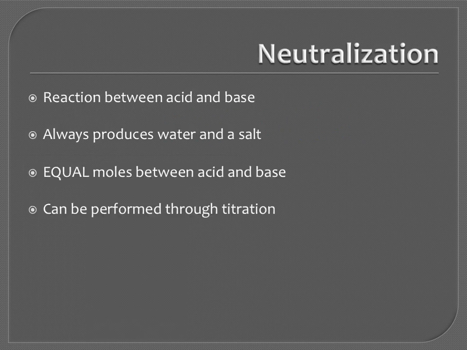Okay, now we come across neutralization. And this is a reaction. It's a type of reaction between an acid and a base. And they always produce water and a salt. During neutralization, in order for it to occur, you need to have equal moles of acid and base. So let's say 1 mole of an acid is reacting with 1 mole of a base, then it's a complete neutralization and you get water and a salt. And this can be performed through titration, which we'll cover in the next slide.